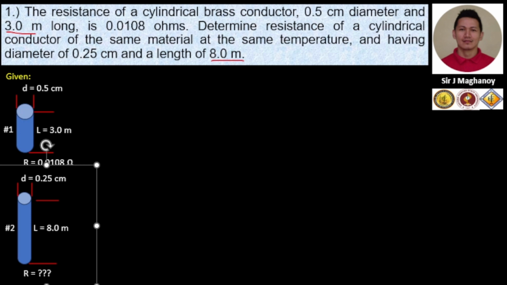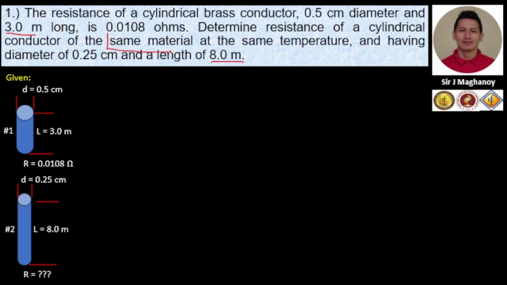Okay, we need also to observe this one. Determine the resistance of a cylindrical conductor of the same material. The statement signifies that both conductor 1 and conductor 2 have the same material. What do you mean by the same material? It means that if they have the same material, the resistivity of conductor 1 is equal to the resistivity of conductor 2. Okay, so they have the same resistivity.